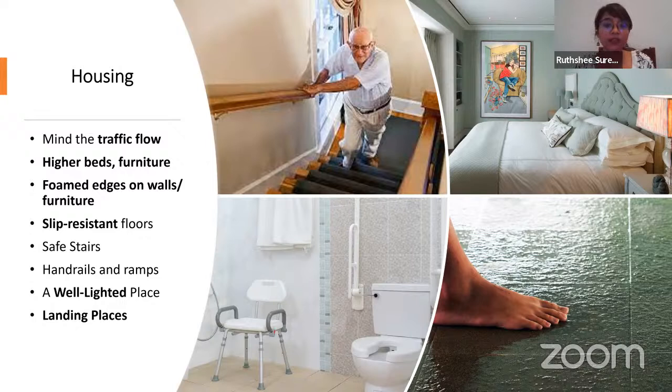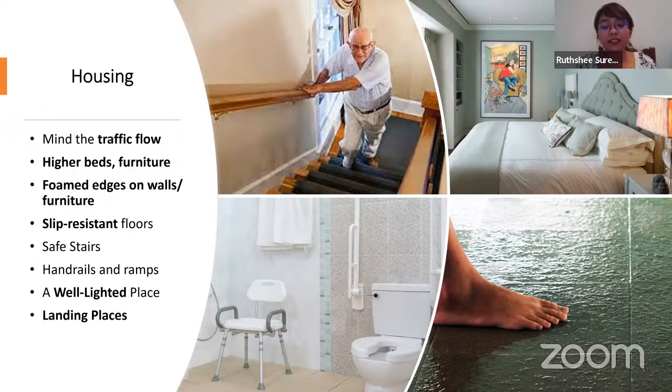This is one of the pictures that I've put as an example of that, where there is a chair in the bath area for the elderly to sit and take a bath, so that they are independent and they're not scared of falling down. And put hand railings as much as possible, wherever possible.